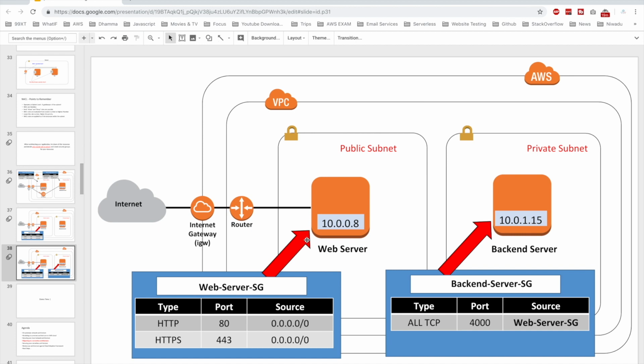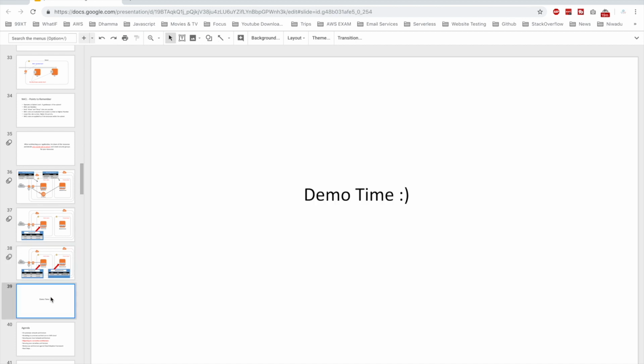Now it's time to practice it. So in the next video, we are going to build this entire network architecture on AWS from scratch.